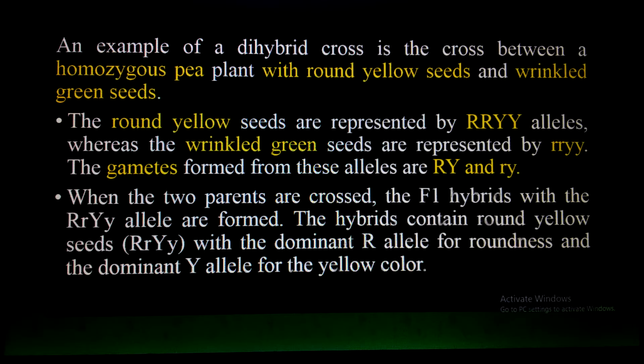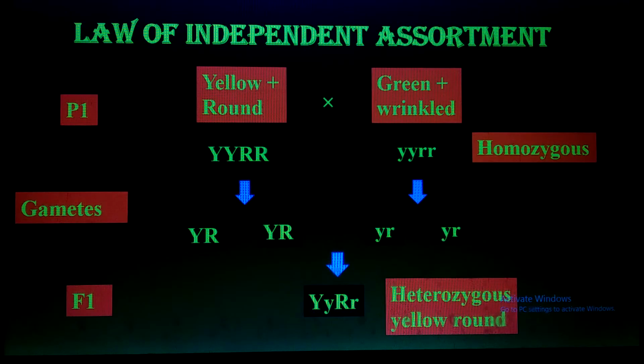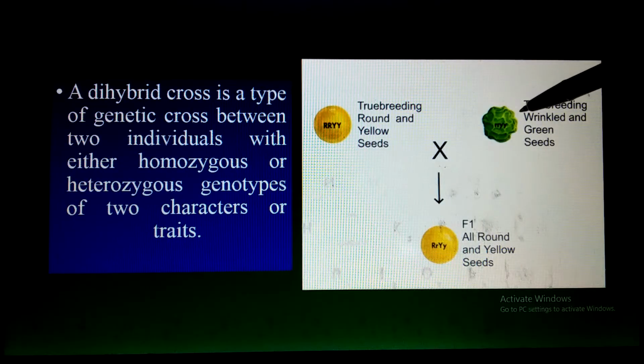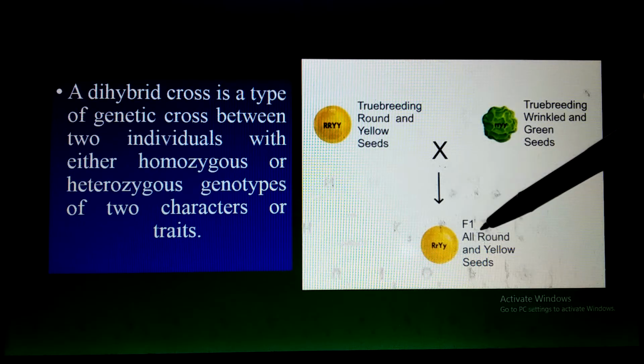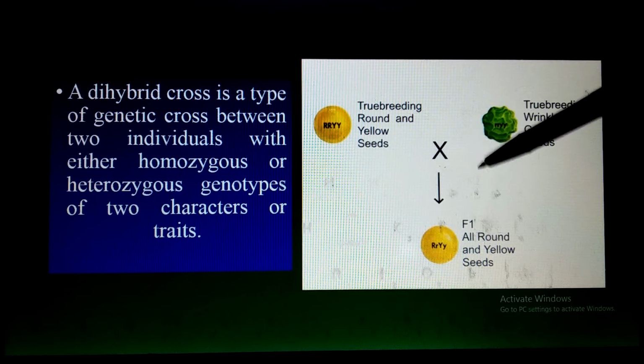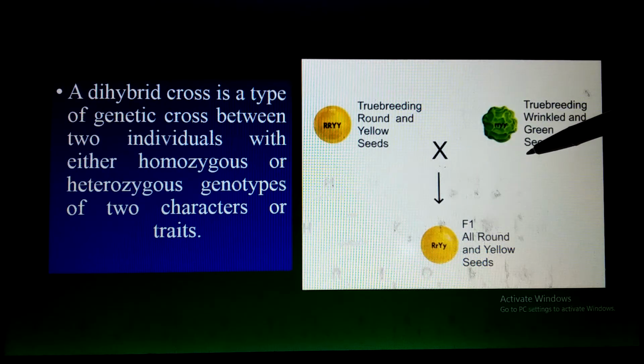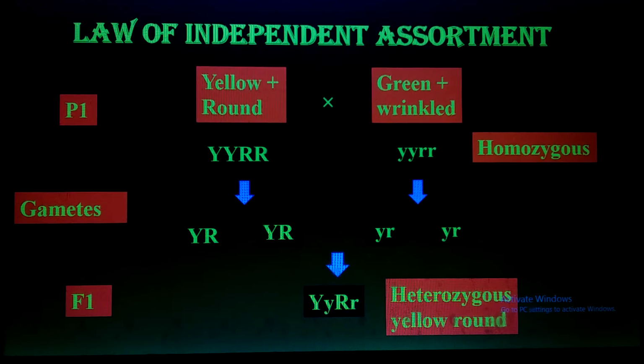Now, the round yellow seeds are represented by this, and the wrinkled green by small r, small y. The gametes formed from these alleles are capital R and capital Y, and small r and small y, as I have shown you here. For the law of independent assortment, I have just shown you that when round yellow and green wrinkled are crossed with each other, first they produce gametes. The gametes from this are capital R, capital Y, and the gametes from the pure breeding green wrinkled are small r and small y. Okay, now I am going to explain this chart.